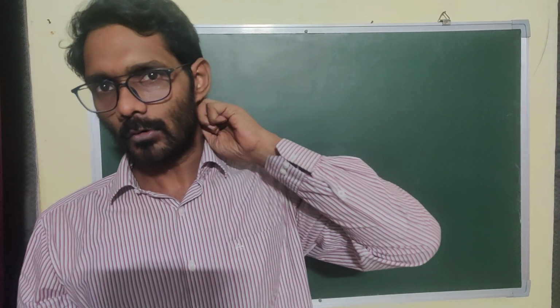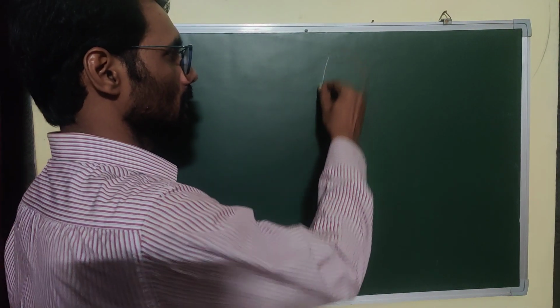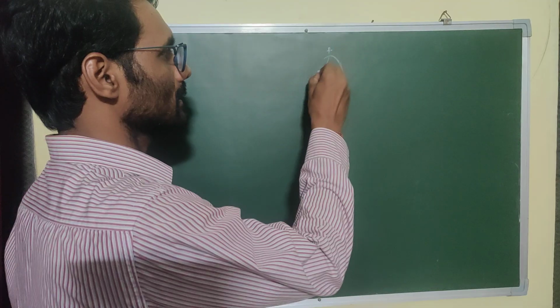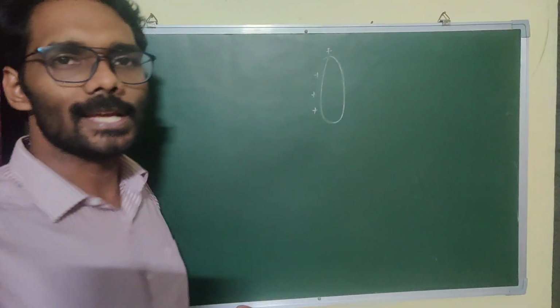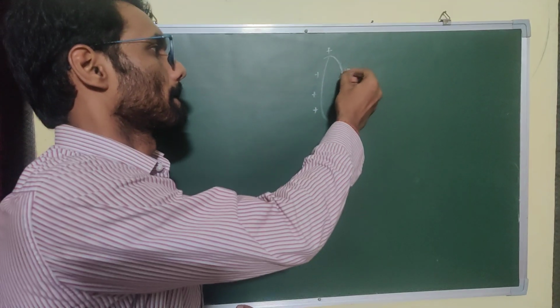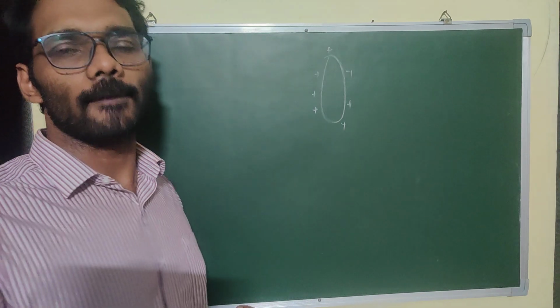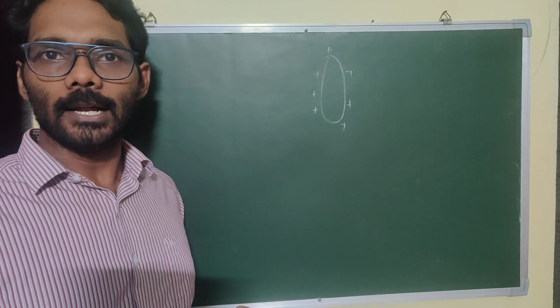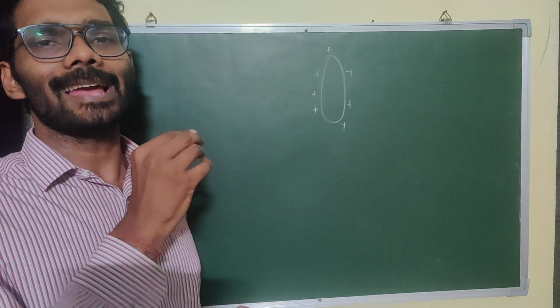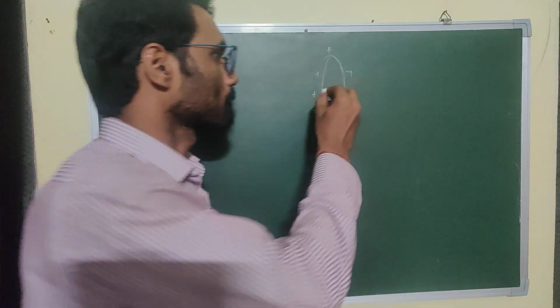So today we can discuss electric field due to a charged ring. Electric field due to a charged ring at its axial point, how to find out? A charged ring is there. Let's say Q charge is there, and we have to find out electric field at the axial point P.